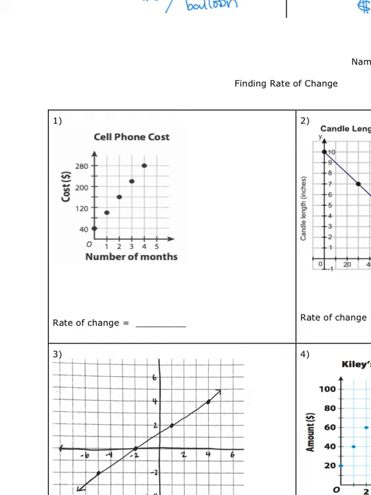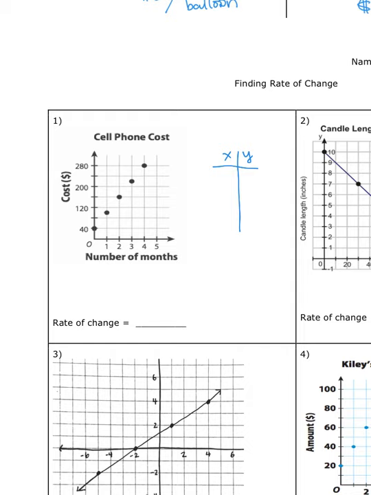Alright, let's continue. Cell phone cost and number of months. In this case, they're giving you the graph, so you don't have the table, so you can do change in y over change in x. So we're going to make a table. I like a vertical table versus a horizontal table because it's easier for me to subtract maybe, but either way works, vertical or horizontal.